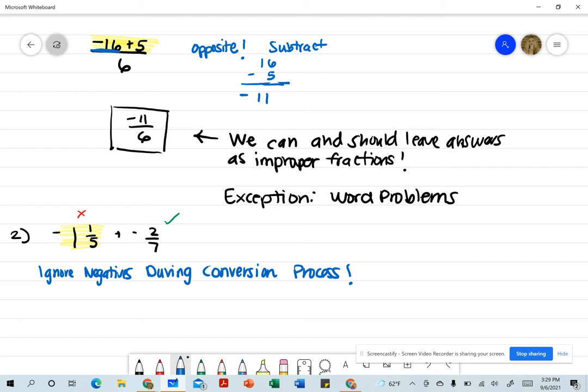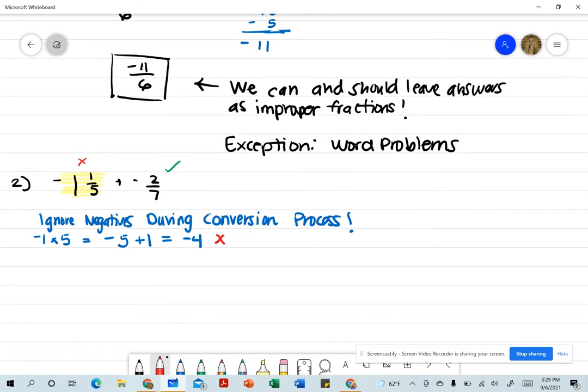Super, super important. Because what people do is they say, oh, negative 1 times 5 gets me negative 5 plus 1. Well, if I use my rules, then that gets me negative 4. And this is not the correct method. It's not correct. So when we convert, we assume it's all positive. And if it started negative, it ends negative. I'll show you what I mean.